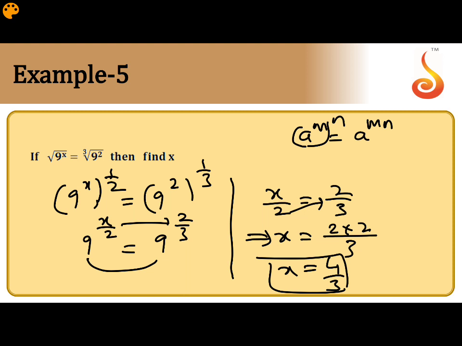9 power x whole power 1 by 2 equals 9 square whole power 1 by 3. Left side square root, right side cube root. Write as power 1 by 2 and power 1 by 3. Use the identity a power m whole power n is a power mn. Then the bases become equal. When the bases are equal, powers are also equal. So I hope this is clear.